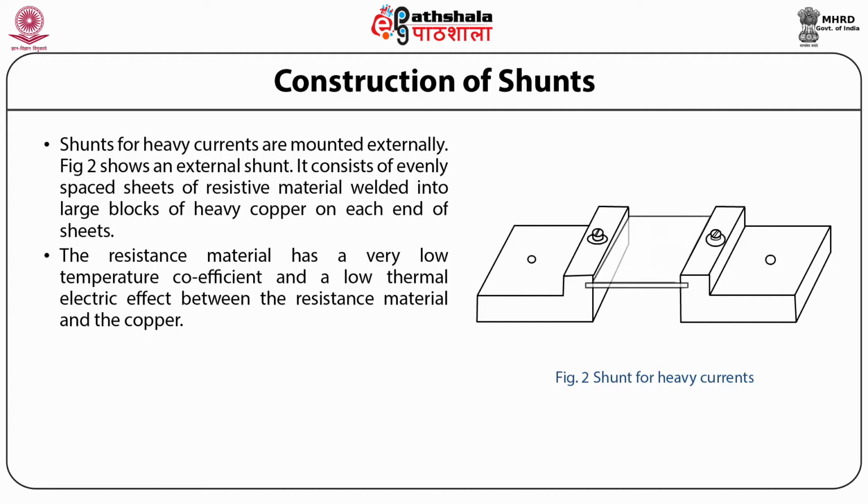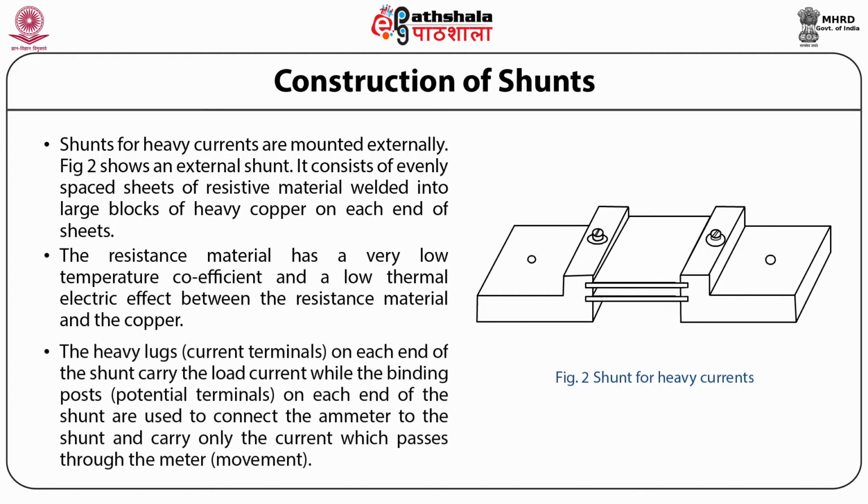The current terminals on each end of the shunt carry the load current, while the binding posts or the potential terminals on each end of the shunt are used to connect the ammeter to the shunt and carry only the current which passes through the meter or the movement.